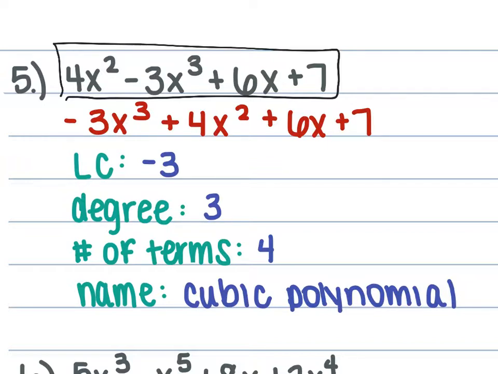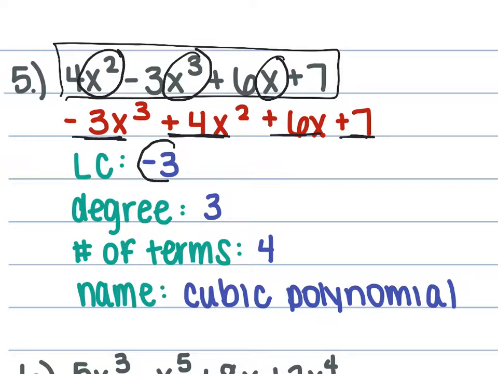Notice that when we write these, we have to write them in standard form, which means the highest degree goes first. The highest degree is that negative 3x to the third, followed by a positive 4x squared, followed by a positive 6x, followed by positive 7. That is why the leading coefficient is negative 3. The number, not the x part, just the number that is out in front there.